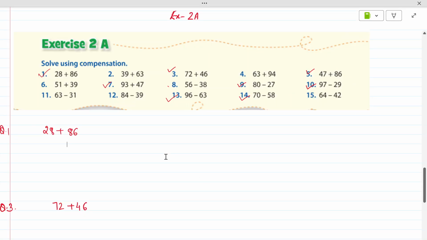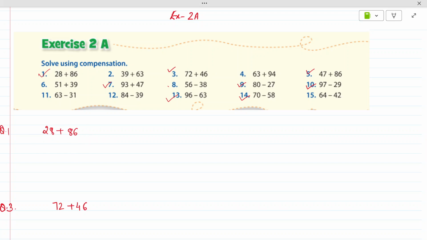So students, I hope that you have gone through the compensation concept for addition and subtraction and also practiced the examples which we have done in the last class. Now I'm going to start with the next exercise 2A, and we are provided with 15 questions here, out of which I am doing 8 questions, 4 from addition and 4 from subtraction, and the rest of the questions you will have to do. And if you face any issues or problems, you can always email me and I will go through those questions as well if required. Okay, so let's begin today's class.